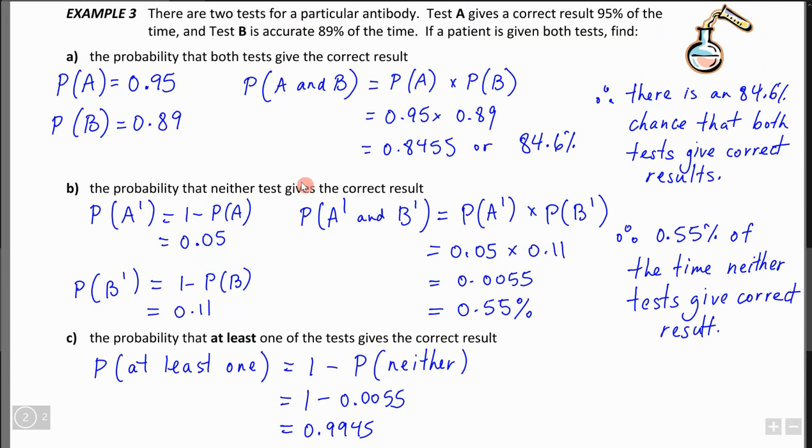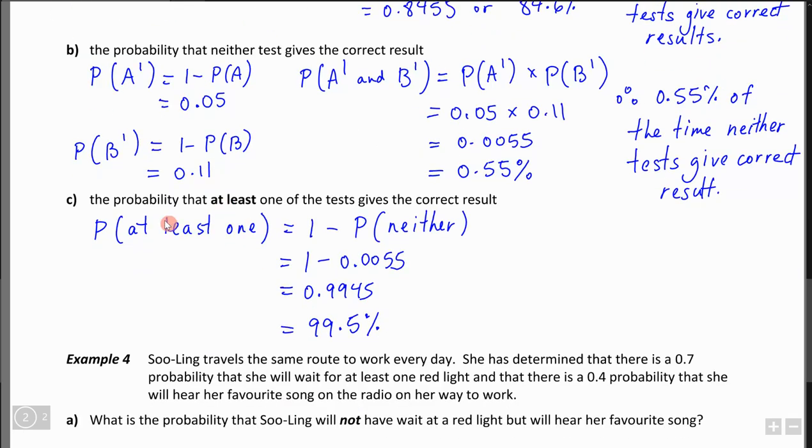Okay, so it's a much bigger number. Remember, part A only asks for both tests giving the correct results. That's why it's a smaller number, 84.6. Whereas part C is asking for at least one of the tests giving the correct result. So there's a really good chance at least one of the tests will give the correct result.